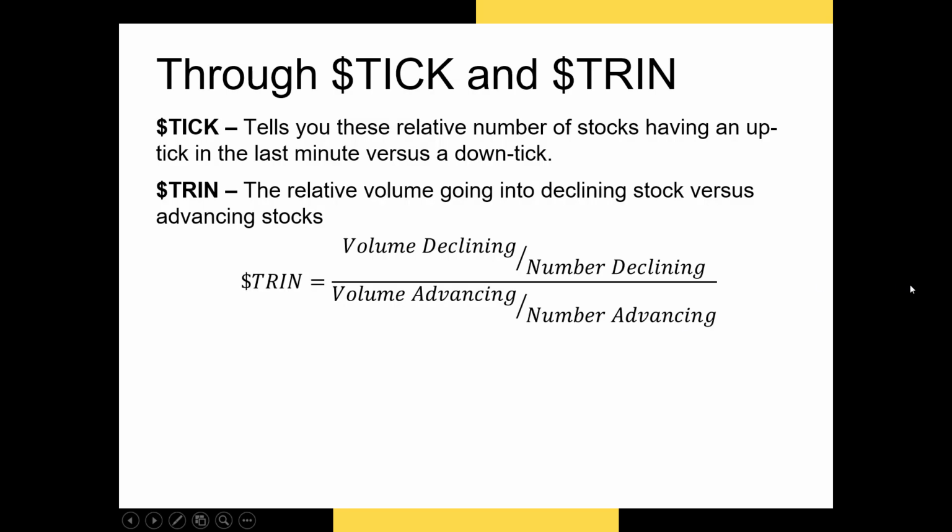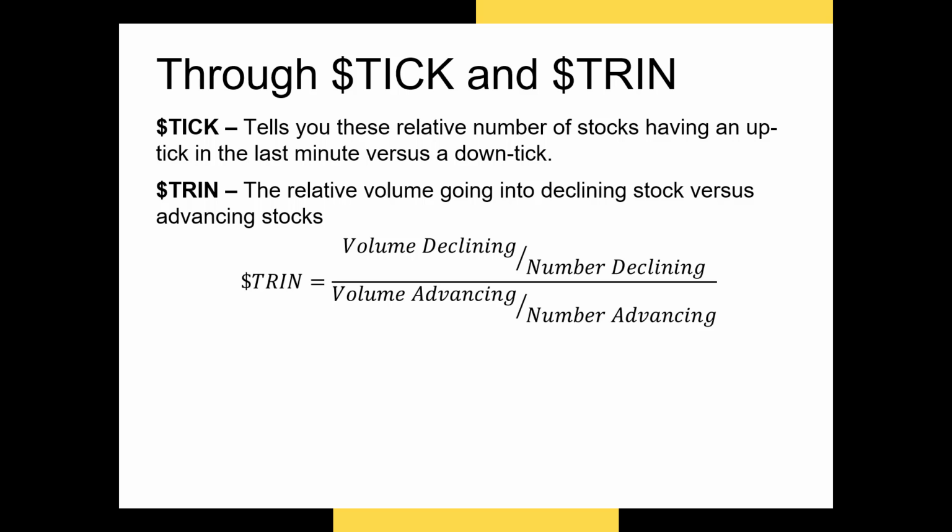All right, now let's talk about another set of technical indicators. We have tick and trin. These are two indicators that you can pull up in the Thinkorswim platform. They're fairly well known amongst technical analysts and investors as a whole. So tick is an indicator that tells you the relative number of stocks having an uptick in the last minute versus a downtick in the last minute. And so that's going to be over the entire market. And trin is just the relative volume going into declining stocks versus advancing stocks.